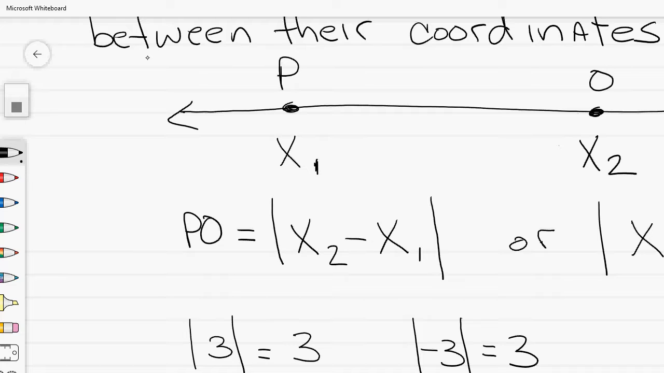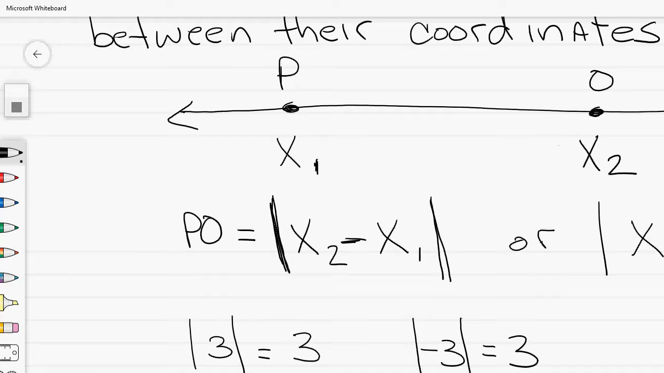When you're talking about distance and how far something is from something else, that measurement is always going to be a positive number. So when you find the difference of these two coordinates, the absolute value of the difference, and difference means to subtract, the absolute value of the difference is going to be the distance between the 2 points.